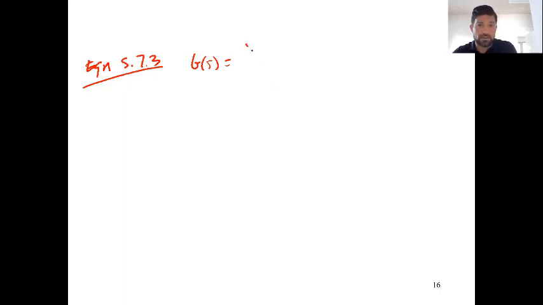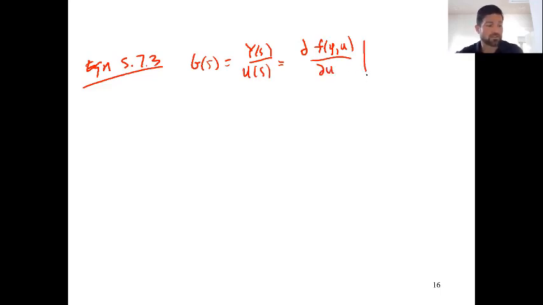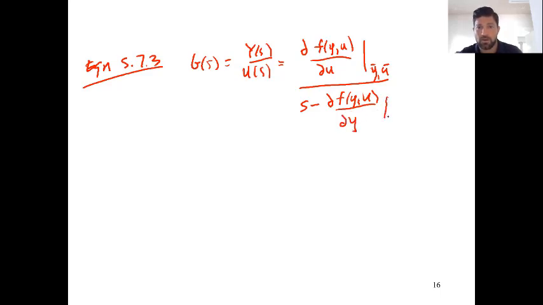Okay, so the transfer function, which tells us Y of s, the output, over U of s, is going to be the partial derivative of the function with respect to the input, evaluated at the initial condition, divided by s minus the partial of the same function, which has output and input, with respect to the output variable, also evaluated at the initial condition. So this is the definition that we can use to derive it.